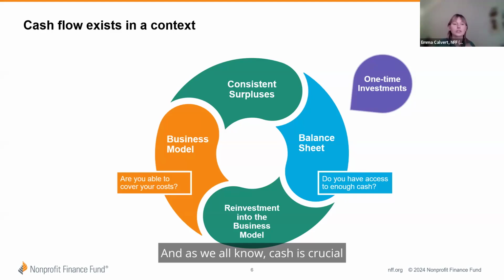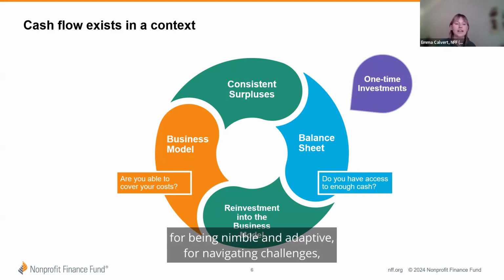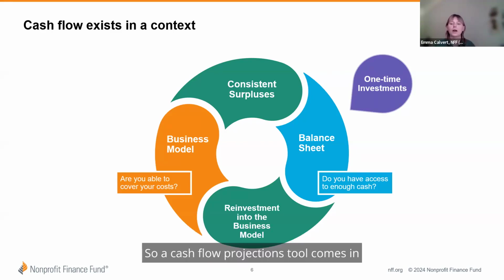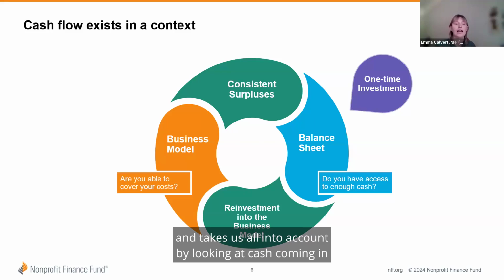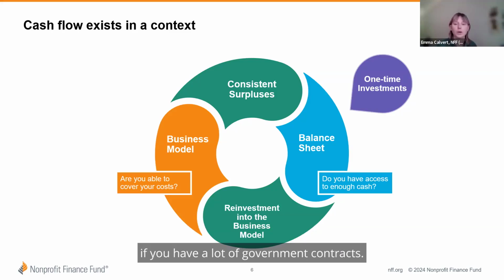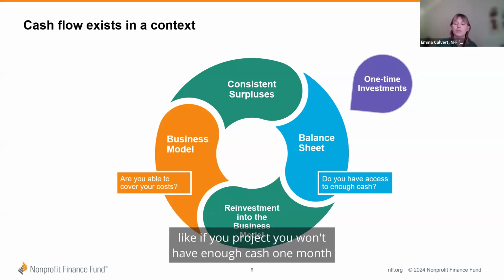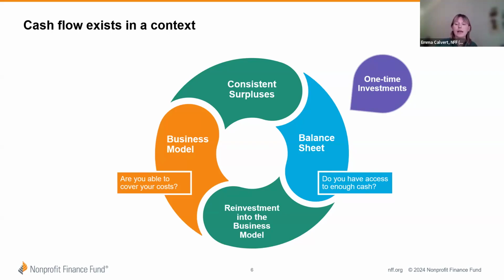And as we all know, cash is crucial for being nimble and adaptive, for navigating challenges, managing risks, and pursuing new opportunities. So a cash flow projections tool comes in and takes this all into account by looking at cash coming in and cash going out on a weekly or monthly basis to show us if there will be enough cash on hand to actually pay the bills at various points over our fiscal year. It tells us how long you can operate without reimbursements if you have a lot of government contracts. It helps spot issues early on, like if you project you won't have enough cash one month to pay your bills on time, and it can help you plan and identify actionable steps so you're more prepared.